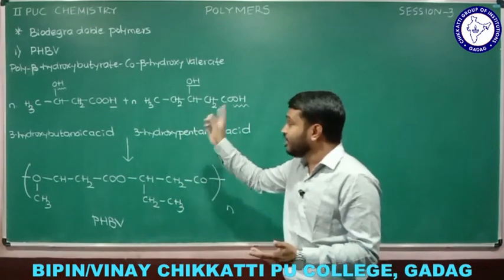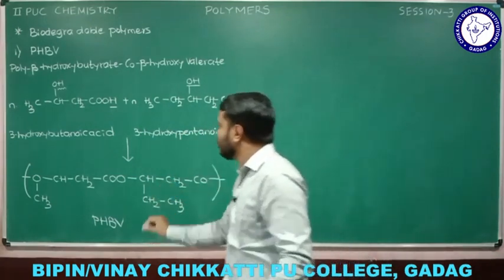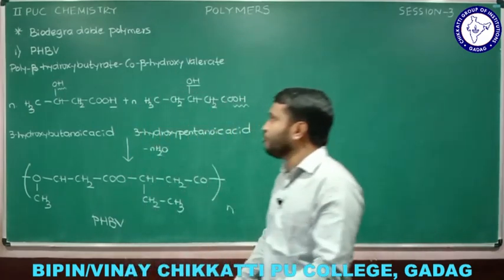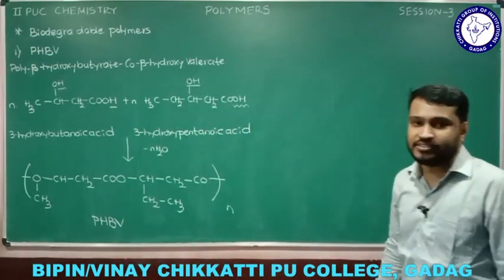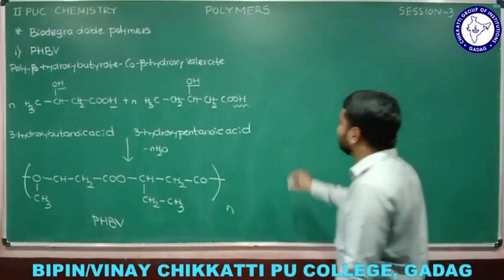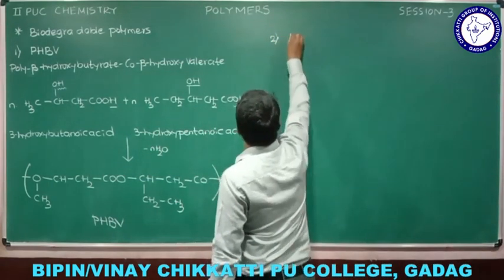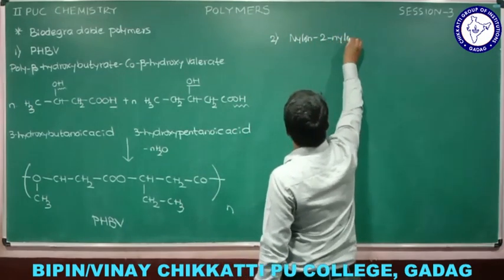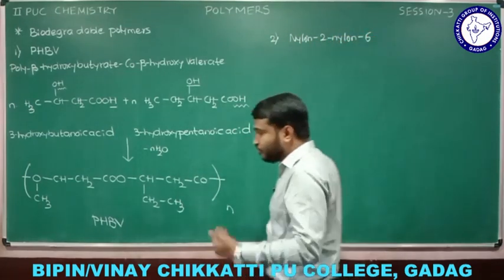Sometimes this kind of elimination also takes place, and you need to remember there is elimination of NH2, and that is the example for condensation polymerization. One more we'll see, that is the last one, and that is nylon 2, nylon 6. See, nylon 2, nylon 6.